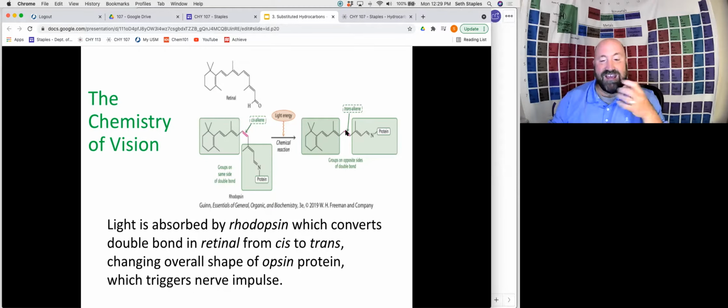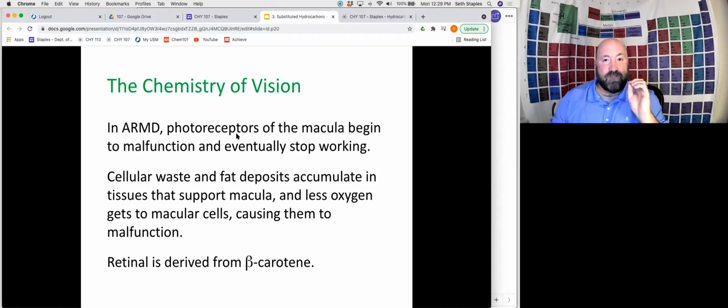And so that triggers a nerve impulse, which allows us to see, just that switching of that bond from cis to trans. In people with macular degeneration, the receptors of the macula eventually stop working, and so they will stop making that cis-trans conversion, which leads to not being able to see things in the center coming into those center photoreceptors, just from a simple cis-trans chemistry. And so some simple chemical changes can lead to big types of issues.